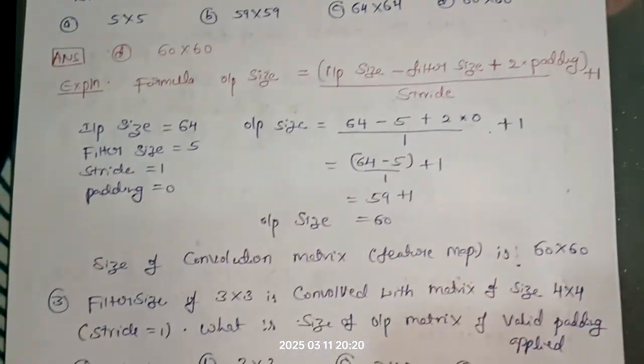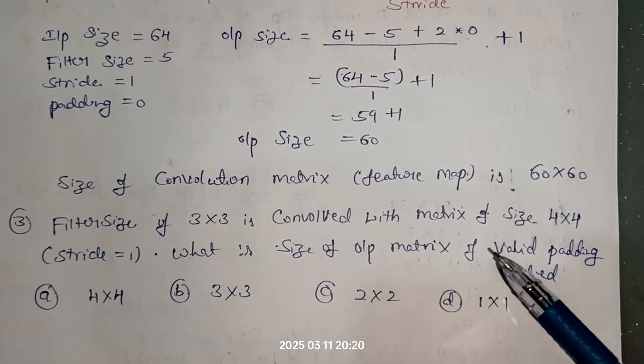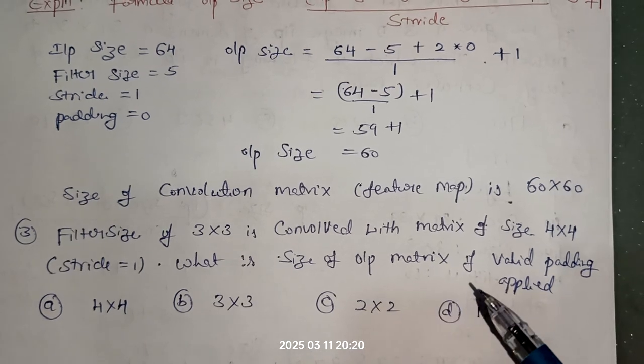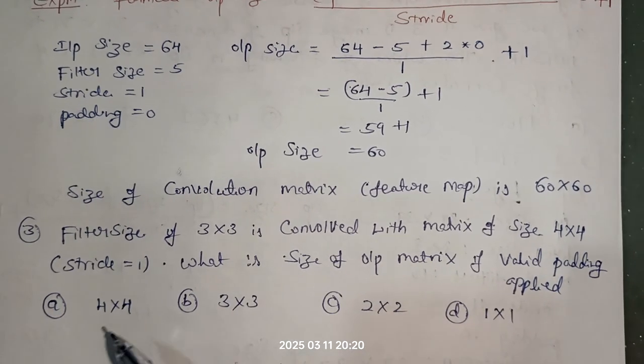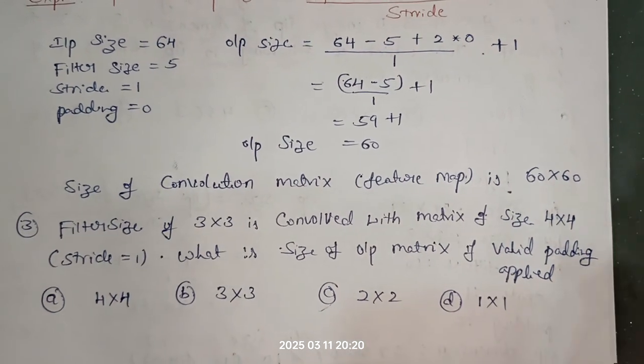So we'll go to the third question. A filter of size 3 cross 3 is convolved with a matrix of size 4 cross 4, stride 1. What is the size of the output matrix if valid padding is applied? Four answers are given. The correct answer is 2 cross 2. We'll see the explanation of this 2 cross 2.